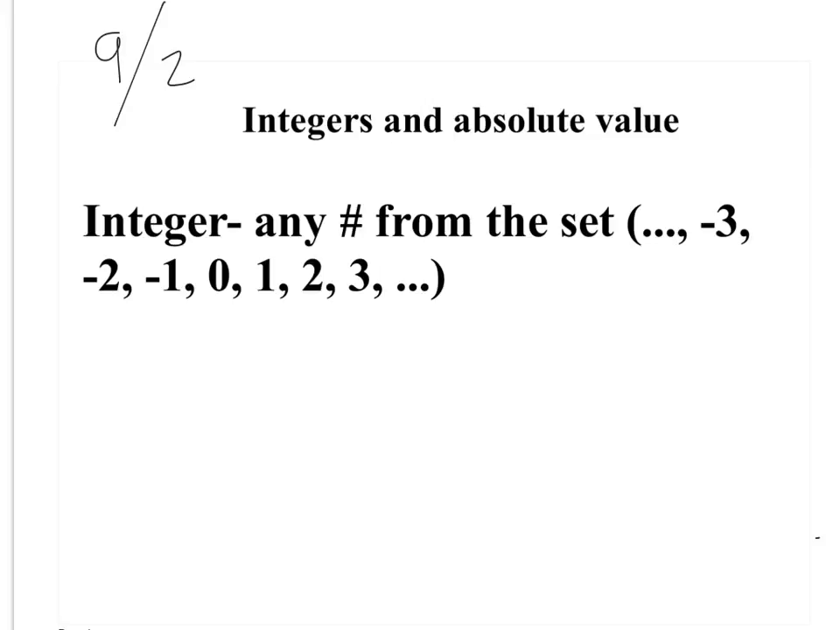Doing integers and absolute value, you need to memorize integers. It's any number from this set, which is any number to the left of -3, and then -3, -2, -1, 0, 1, 2, 3, and any number to the right. So 4, 5, 6, 7, 8, 9, 10, 11, 13, 52, 100, and million, that type of deal, right?